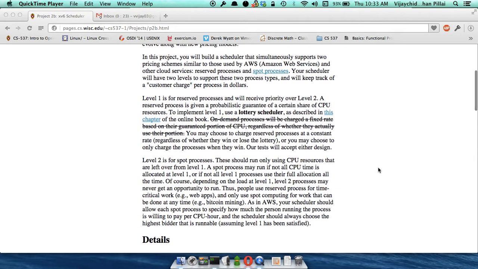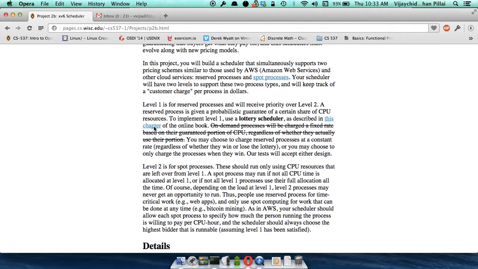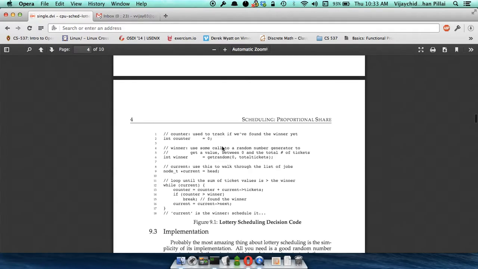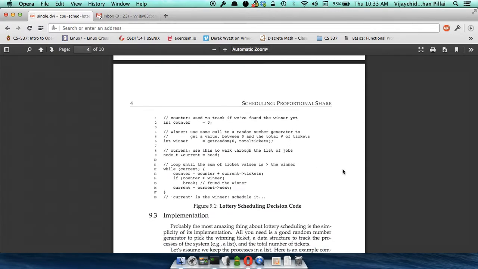All right. So you should really read the lottery scheduler book if you want to understand how to implement a lottery scheduler, and the code for a lottery scheduler is really simple. If you look at Ramsey's book, he lays out the algorithm very clearly. You basically generate a random number, and then you use that to figure out which process should run.